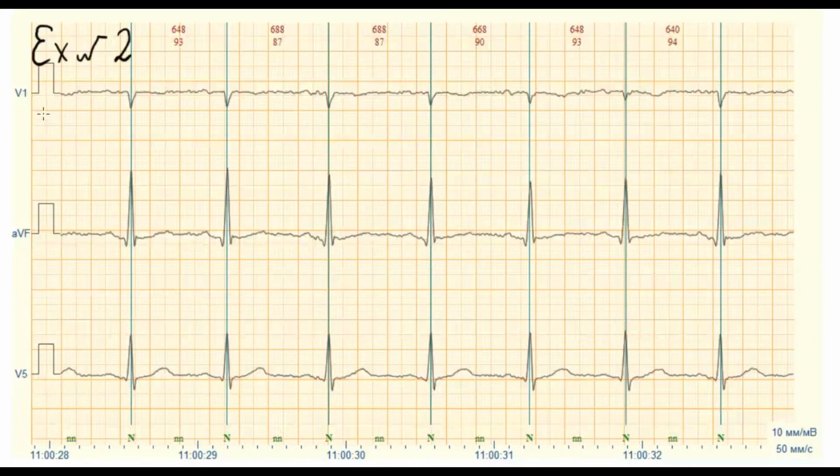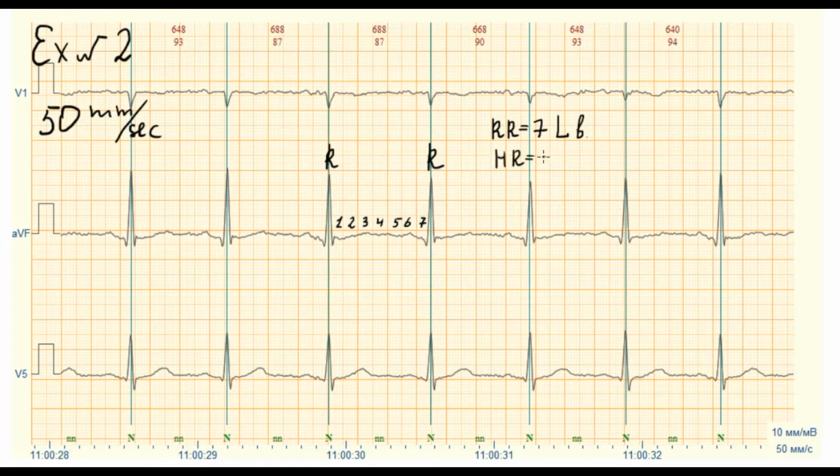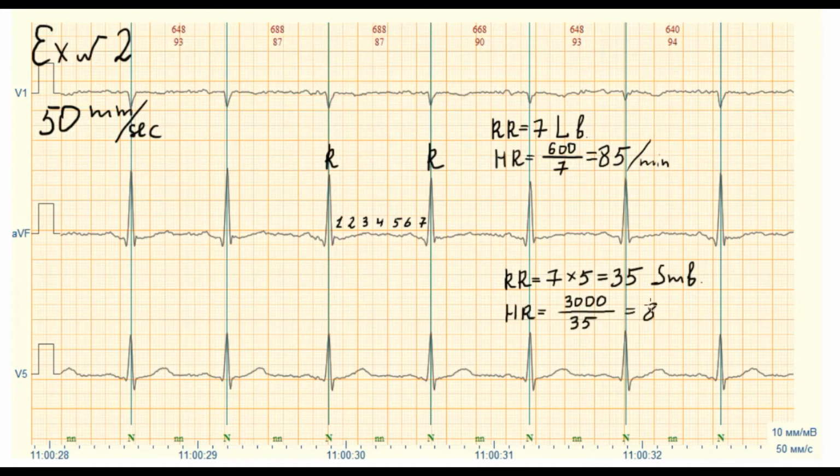Example 2. Speed is 50 mm per second. This is the RR interval. RR is equal to 7 large boxes. According to the formula, heart rate is 85 per minute. If we count the small boxes, heart rate is 85 per minute too.